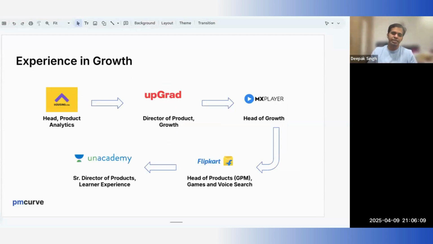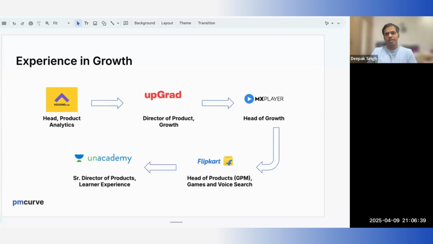In terms of experience in growth, because we are talking about growth today, I started my product journey as head of product analytics at housing.com, and I built data science products and data products at Housing. Not much of growth there, but Upgrad, I joined as the first PM. I became director of product and I was leading the entire growth charter. In fact, I built the entire growth charter for Upgrad. Now, this was a very small company back then. Now it's a $3 billion startup.